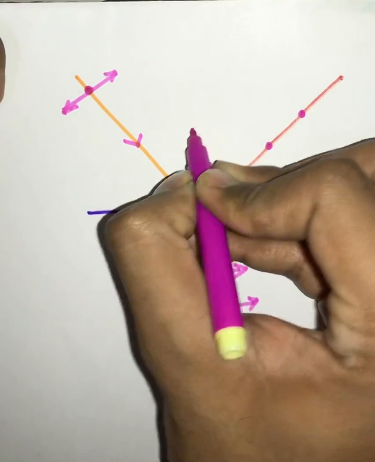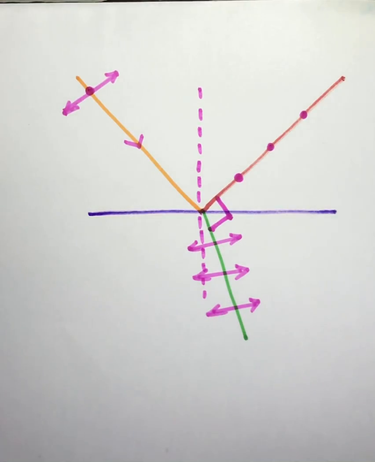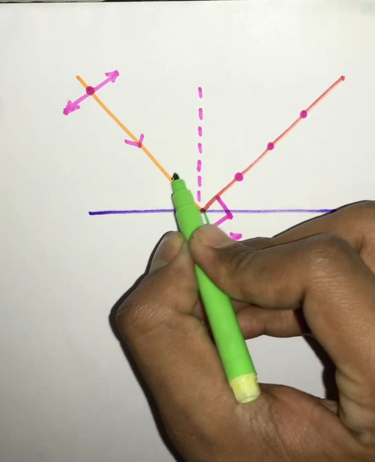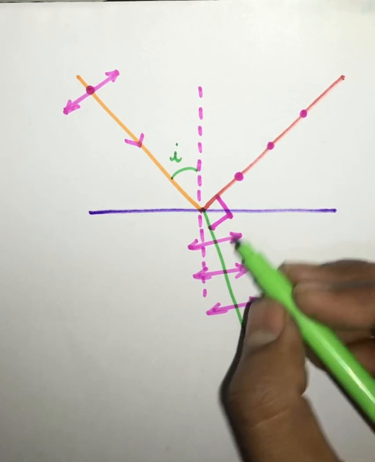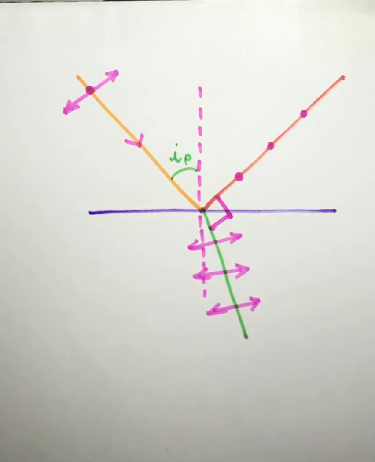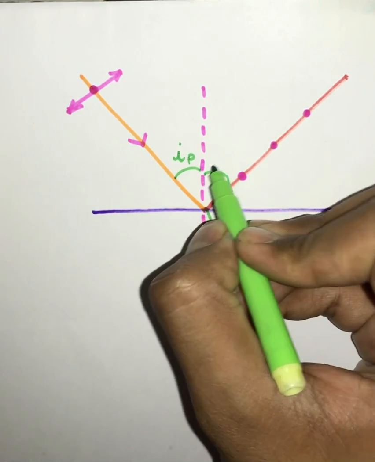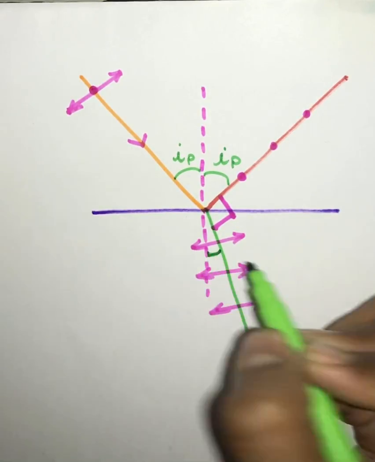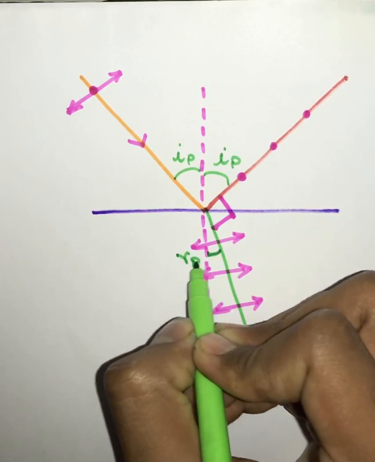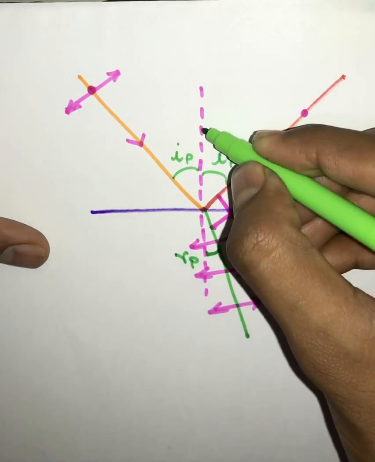Let's draw a normal to this surface. Over here, if you observe, this is the angle of incidence, I. But since we are getting polarized lights, we simply write it as IP. Now we all know that the angle of incidence is always equal to the angle of reflection. Therefore this will also be IP. And the other one, this is the refracted angle, and we write it as RP.